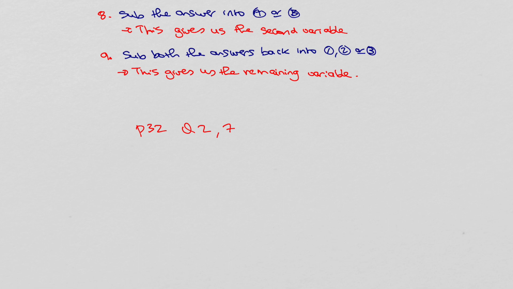Question 7, which is going to take rearranging our equations, so bringing all the letters to the left and all the numbers to the right. And then question 8, which has fractions in it in the second equation. So again, we're going to have to multiply across by the lowest common denominator to eliminate the fractions before we begin our simultaneous equations.